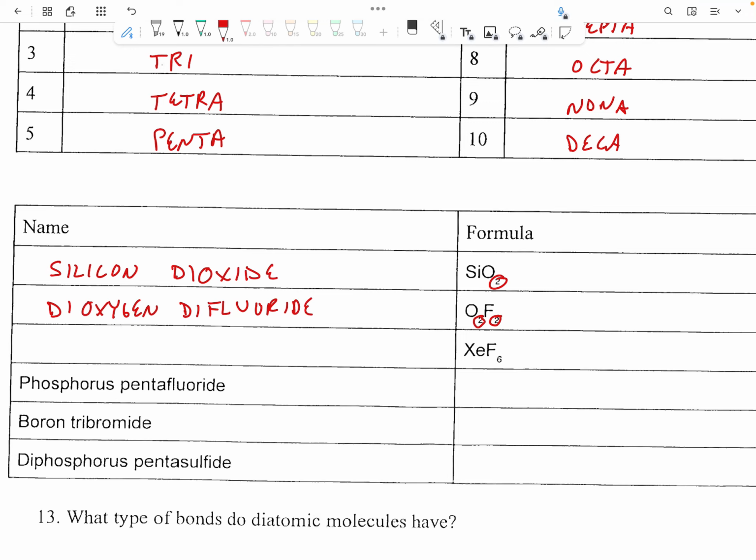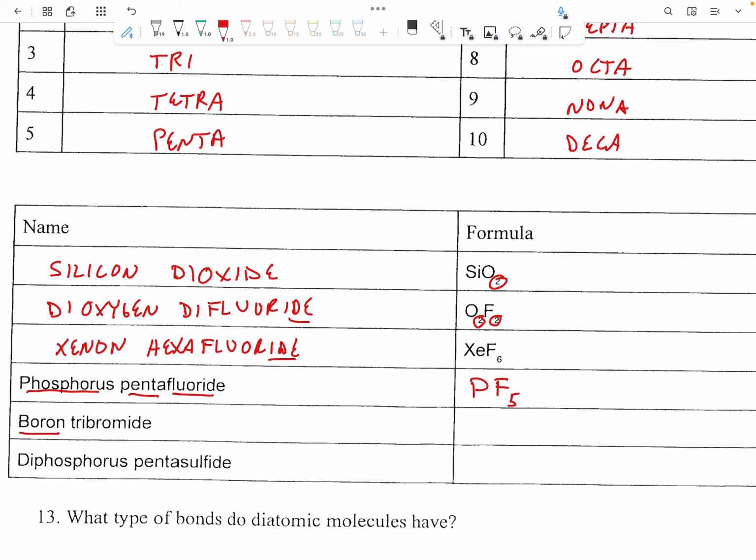Xe, Xe is xenon, and we write the name, and the 6 means hexa, and of course the F is fluoride, F-L-U-O-R-I-D-E. That's very, very important, IDE. Then, phosphorus pentafluoride. So for phosphorus, we're just going to write the P. Penta means 5, and fluoride will be fluorine, so let's put our F there. Penta being 5, we're going to put a 5 right there. Always at the end.